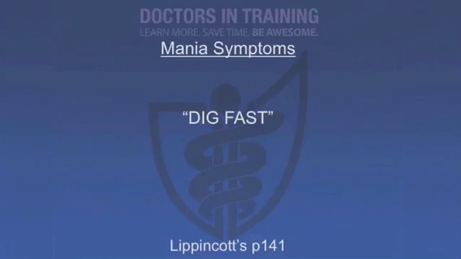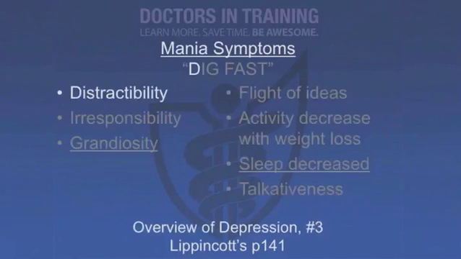Mania is the opposite behavior, and a mnemonic to remember it would be DIG FAST. D is distractibility or easy frustration. I is irresponsibility or erratic, uninhibited behavior. G is grandiosity. F, flight of ideas. A is activity decrease with weight loss and an increased libido. S, sleep is decreased, and T is talkativeness.